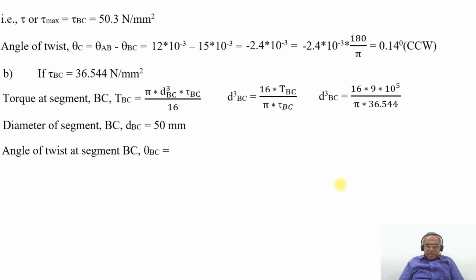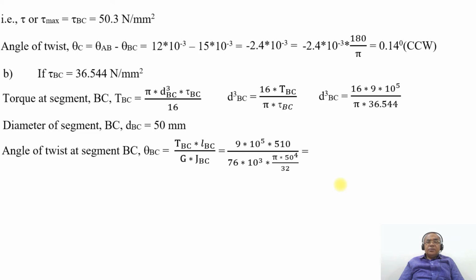So similarly, we have the angle of twist now. The angle of twist of segment BC, theta BC, will be equal to T into L by G into J of the BC section. So substitute the values. Torque on BC is 9 into 10 to the power of 5 into length of BC, 510, divided by G, which is 76 into 10 to the power of 3, into JBC, which is pi into 50 to the power of 4 by 32, which will be equal to 9.843 into 10 to the power of minus 3 radians, which is again in the counterclockwise direction.